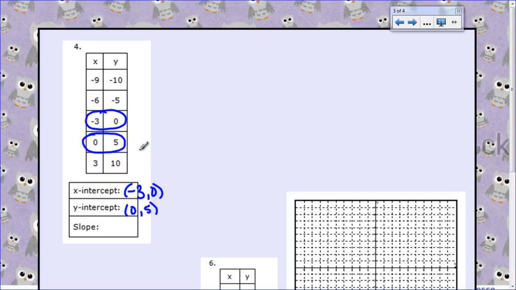Now I'm going to use 2 points to find my slope. My change from here to here is plus 5. And my change from here to here is plus 3. So my slope, remember, is change in y over change in x. So it's 5 over 3.